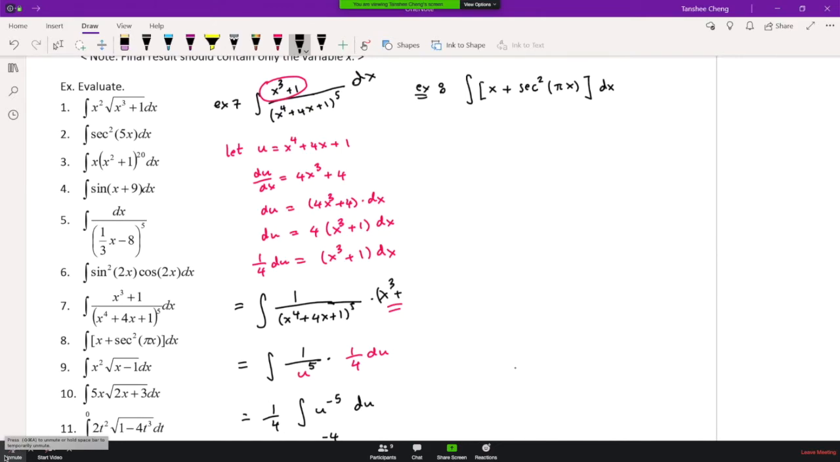And what about the rest of us? Is it pi x? Pi x? Good try, but how are you going to work on this x alone? If it is x, then how are you going to replace it? Then secant squared pi x will just become secant squared pi u. You're not going to go anywhere from that one.